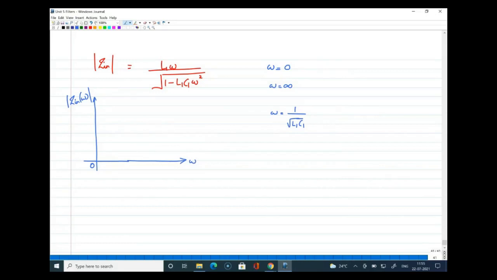It should be square of LCW. No, right? It is L1 C1 omega square. Or will you get in a different way when you write the magnitude? I don't think this is correct really. You can check the magnitude again.